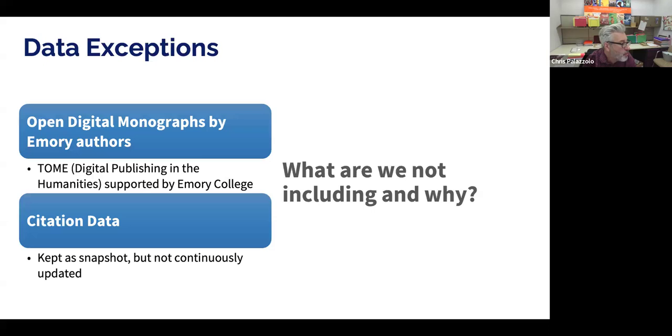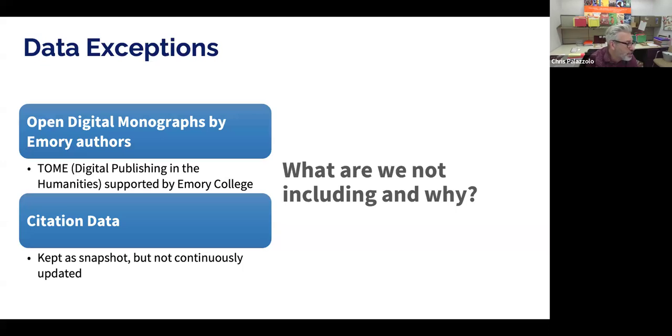So we have one for digital publishing in the humanities, which is done through our Fox Center, which allows faculty to get funding for publishing open access digital monographs in the humanities. We would like to include that because that is Emory support, but it's not directly from the libraries. It's from Emory College. So we want to keep this specific to the libraries, although we are in discussions to potentially include this data in future iterations.